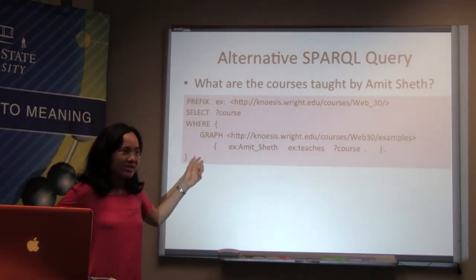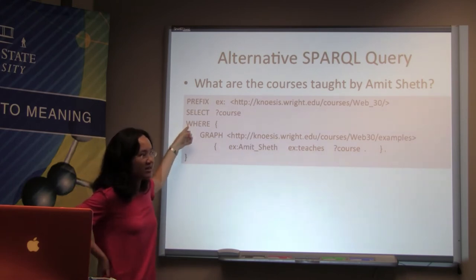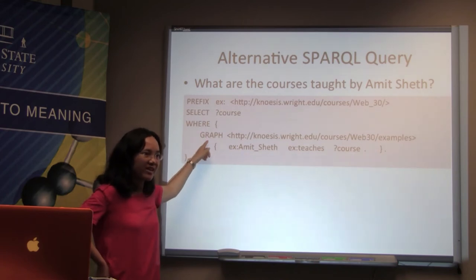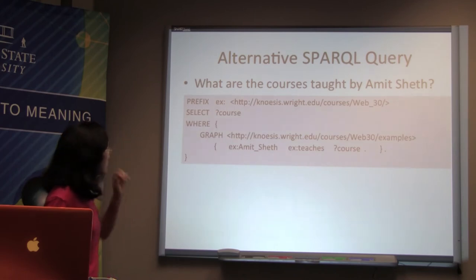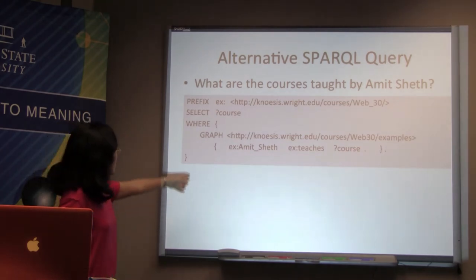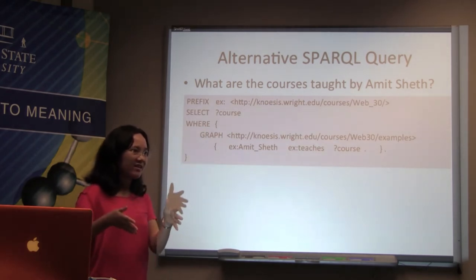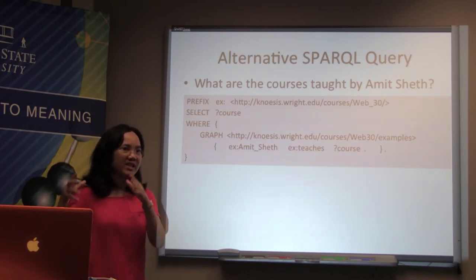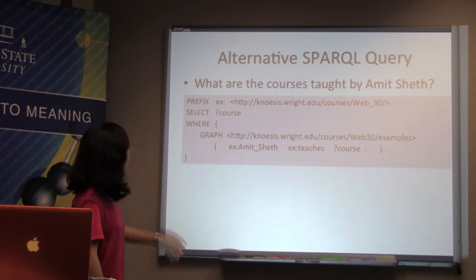For the same question, there are two different syntaxes that we can use. The second one is to specify the named graph within the where clause. So why do we need this one? We need to specify the named graph within the where clause if we want to query multiple named graphs. Additionally, we want to specify the graph patterns for each named graph.